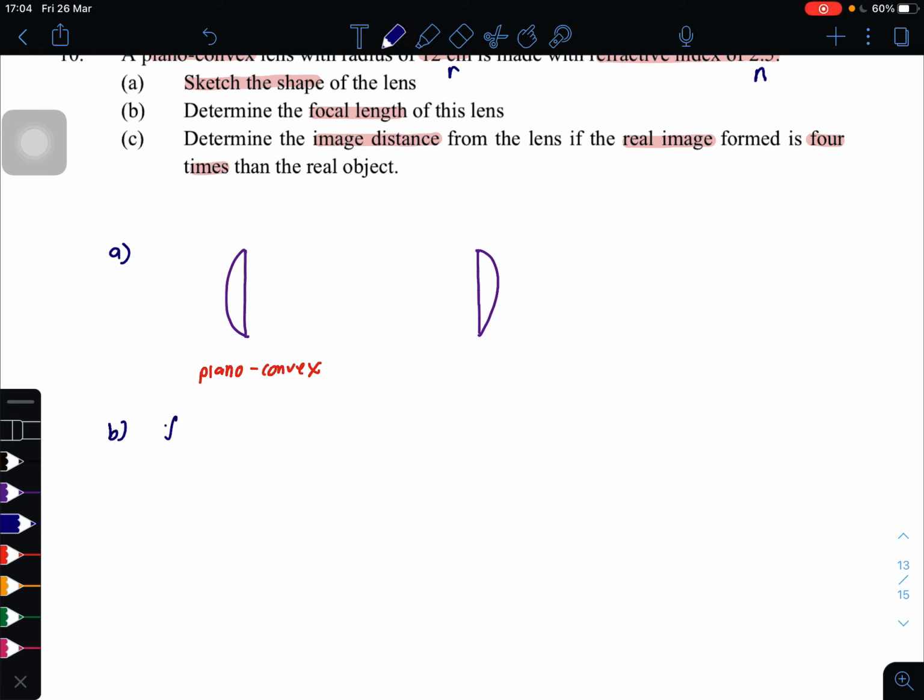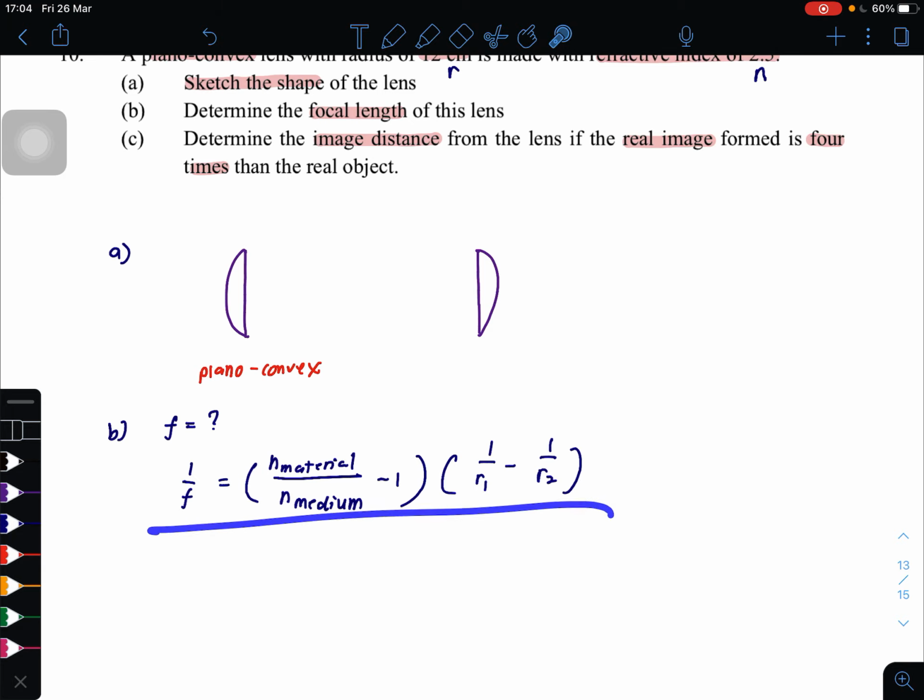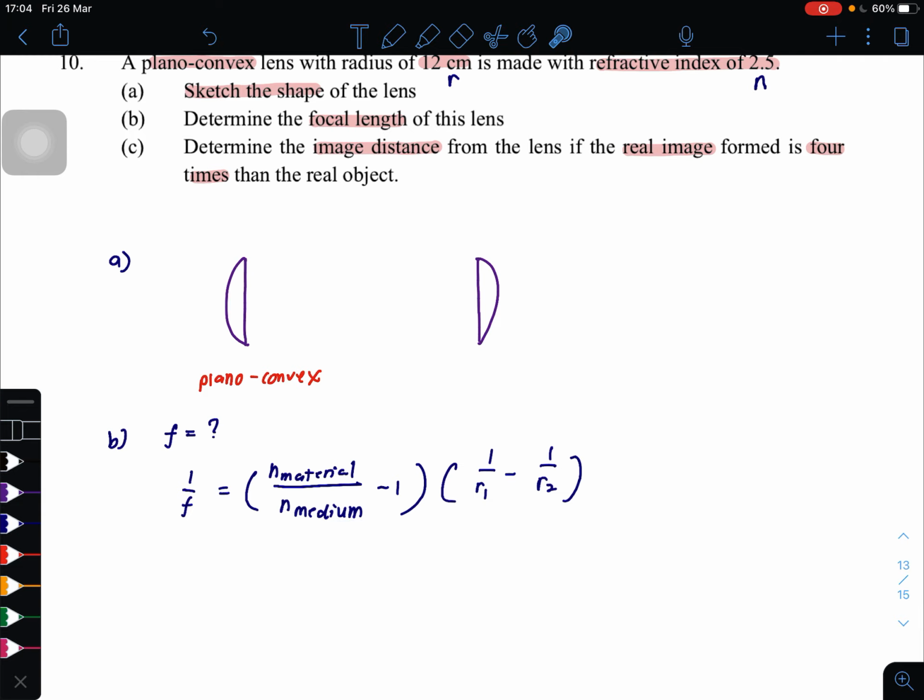So we want to find the value of f, and then the formula that we are going to use is 1 over f equal to n material divided by n medium minus 1 times with 1 over R1 minus 1 over R2. Okay, so ni adalah formula dia. So now, depending on your sketching, dia akan jadi berbeza.